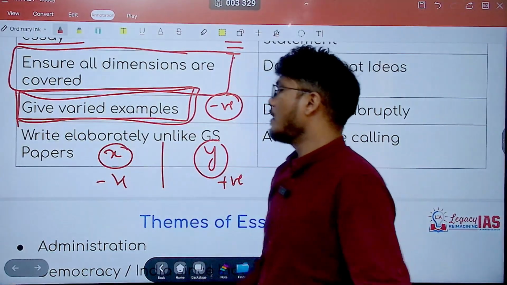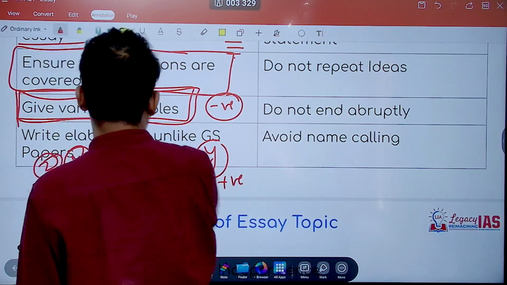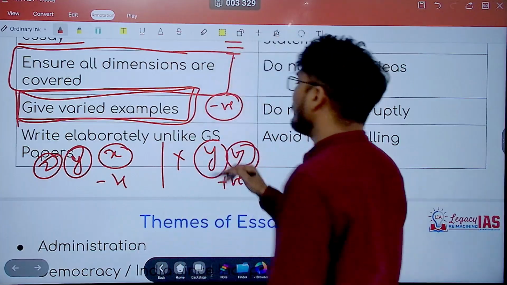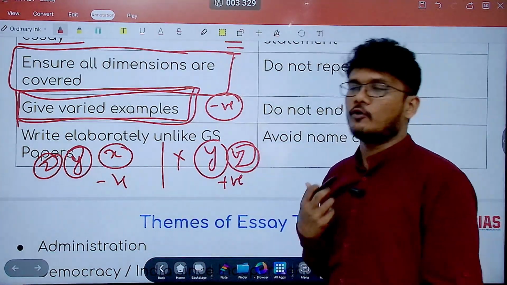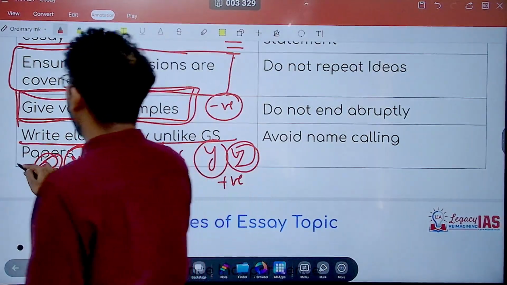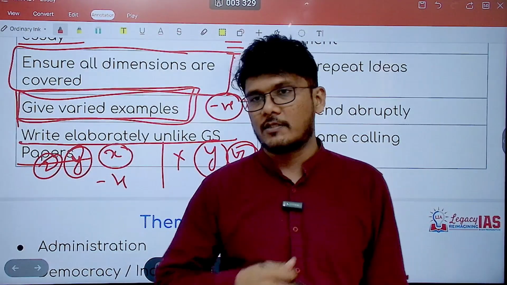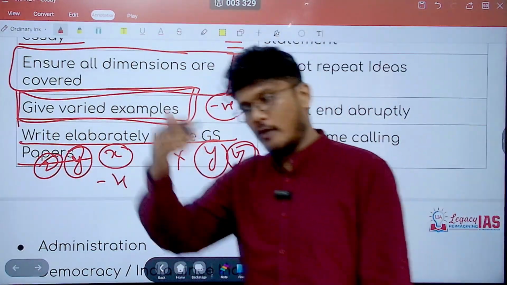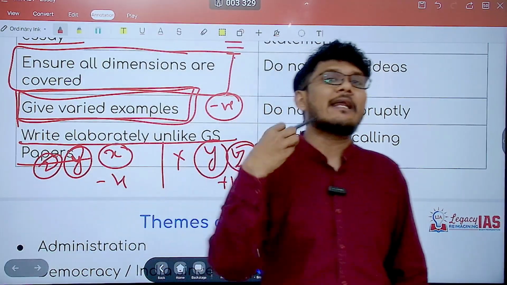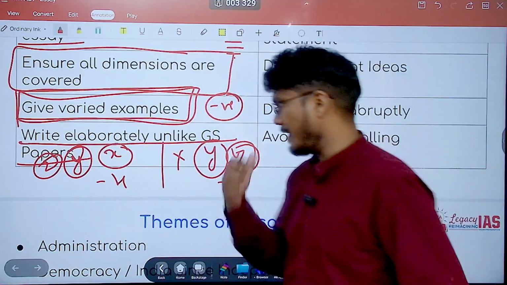So what should happen when you're talking about negatives? Use X, Y, Z, all the communities. For positives, you talk about X, Y, Z, all the communities here as well, so as to produce a balance. Then of course, write elaborately, unlike GS papers. In GS papers, you write based on sentences, one-liners, pointers, point 1, 2, 3, 4. Avoid those pointers over here. Write it in an elaborate manner. Paragraphs are the way forward in an essay.